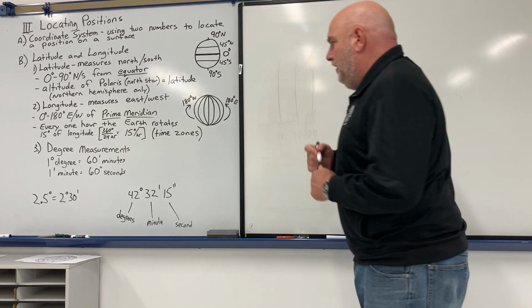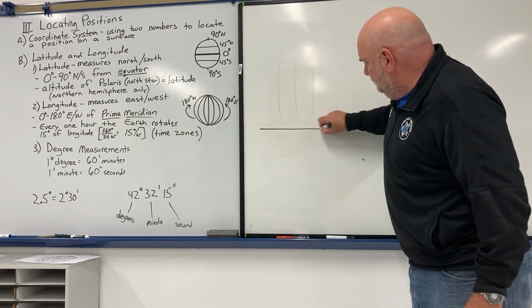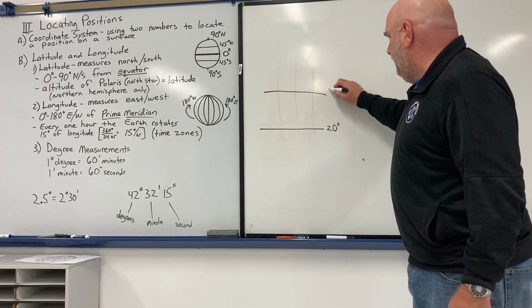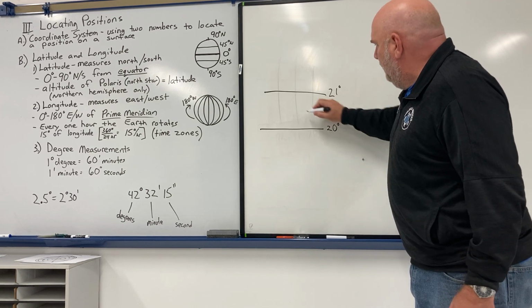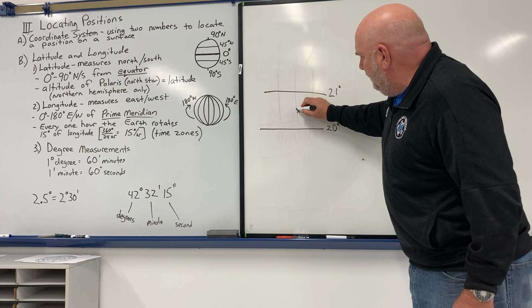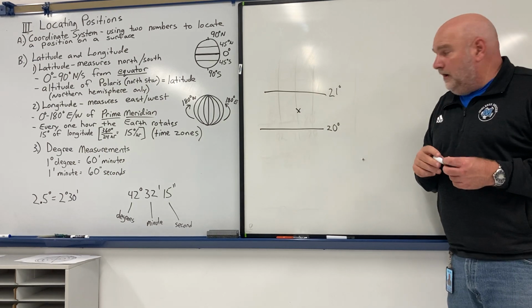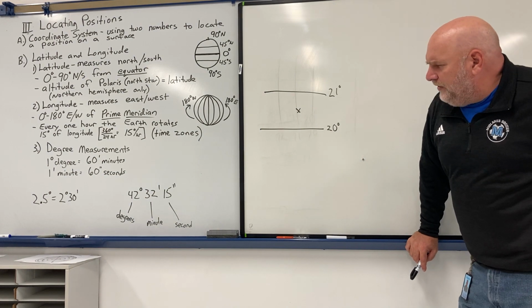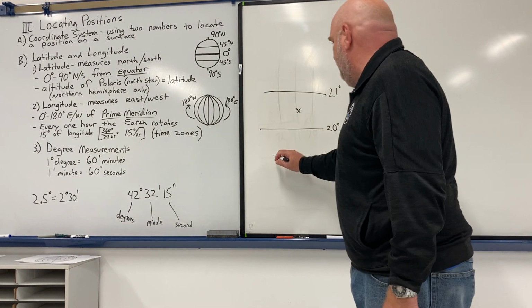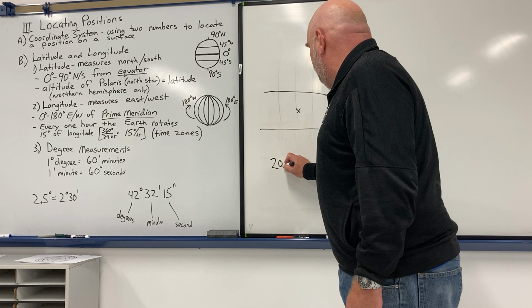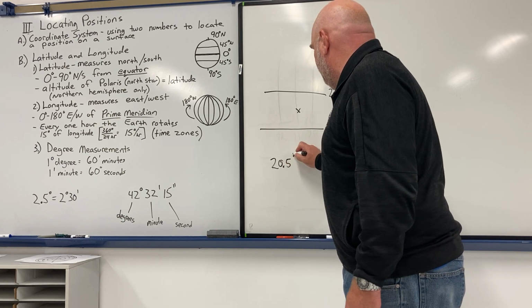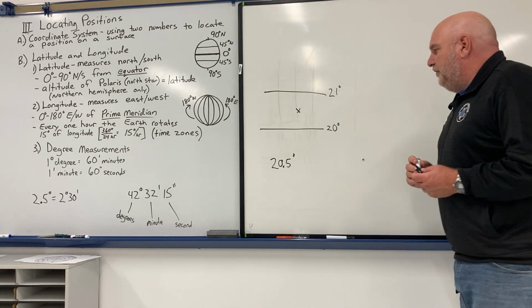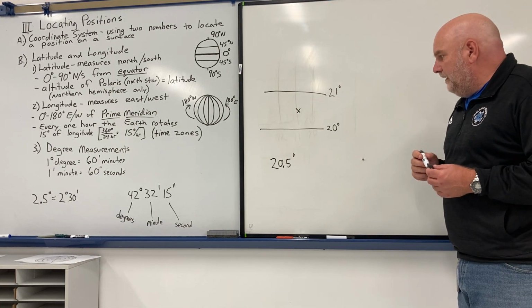All right. But another thing to notice. Let's say that was 20 degrees and that was 21 degrees. And I wanted to describe the location of a point that's right there. Now, one way to express that would be 20.5 degrees.